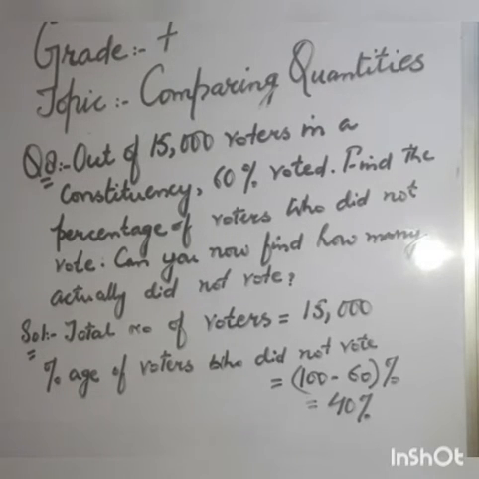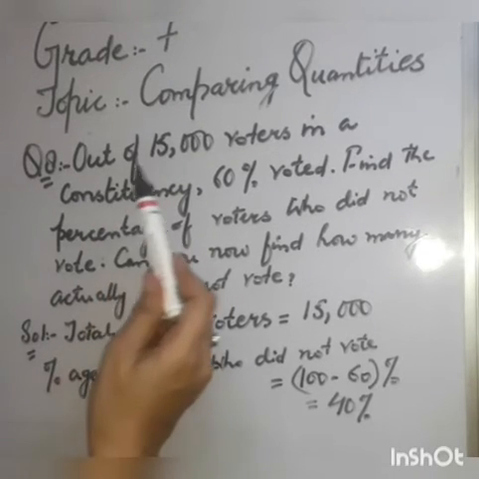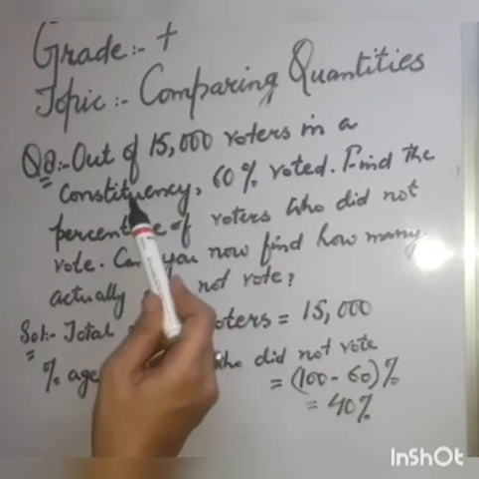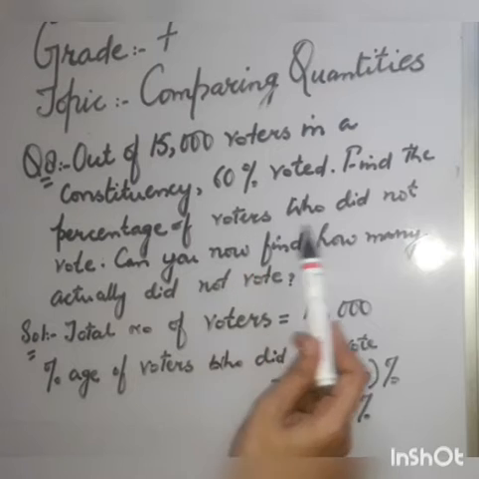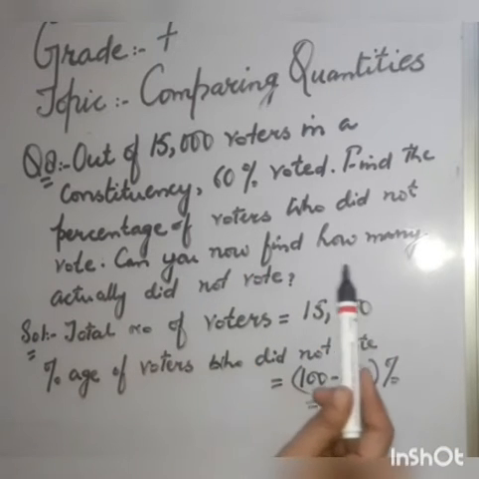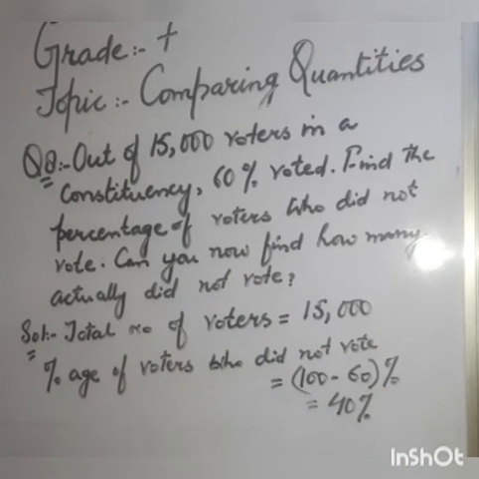Now students, question number 8 is: out of 15,000 voters in a constituency, 60% voted. Find the percentage of voters who did not vote. Can you now find how many actually did not vote? So there is a constituency where 15,000 people are voters, and 60% of them actually voted.